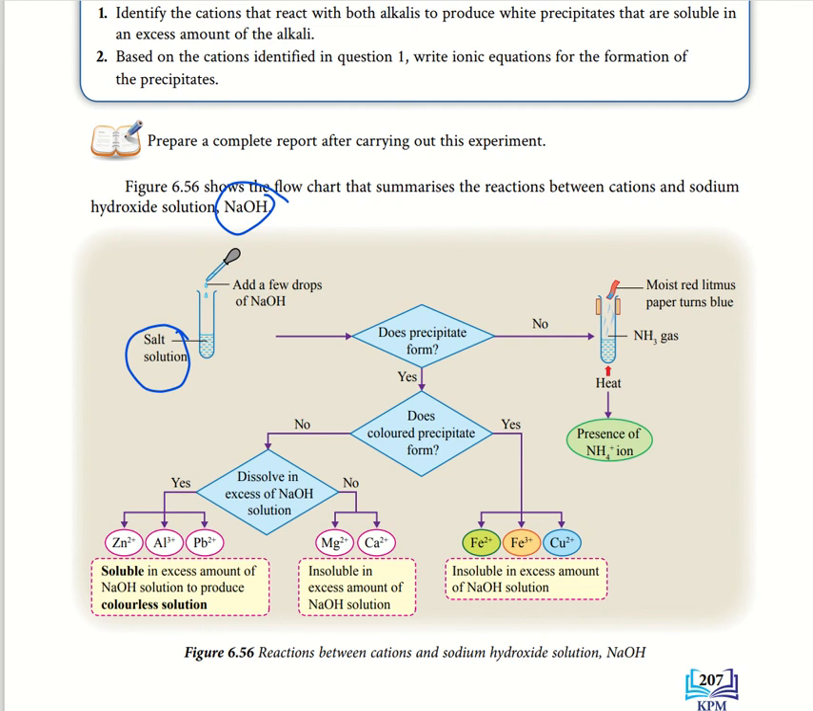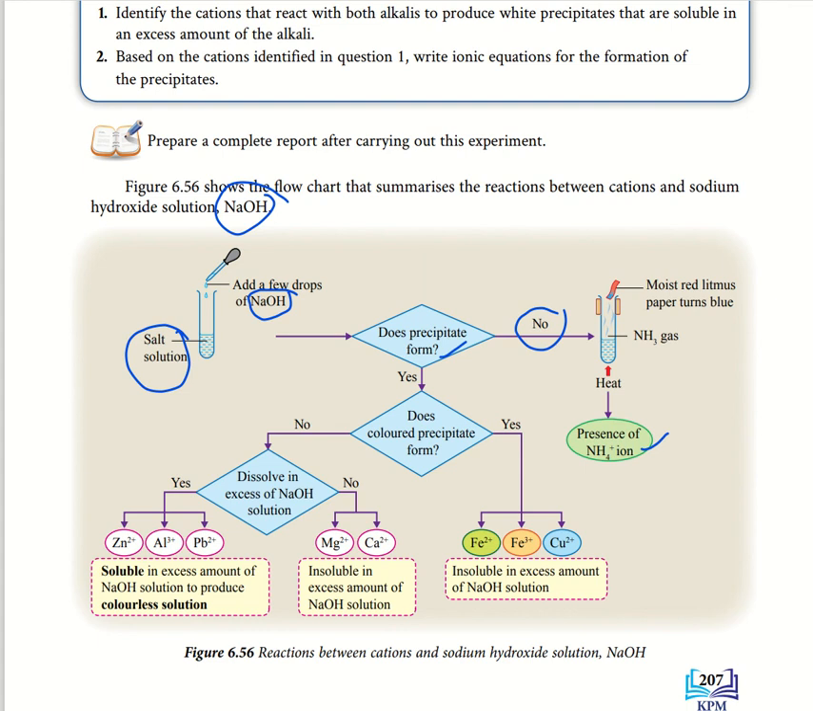You add a few drops of sodium hydroxide solution, and then observe, does precipitate form? If no precipitate, then heat the mixture, and if it produces a gas, you test the gas with red litmus paper. If the red litmus paper turns blue, then ammonium ion is present, that one is ammonia gas. So the cation present in the salt is ammonium ion.